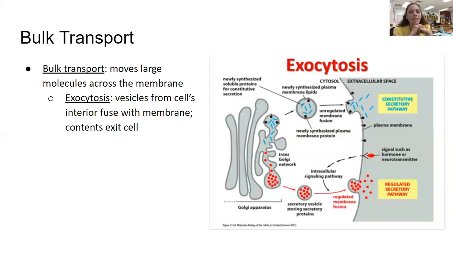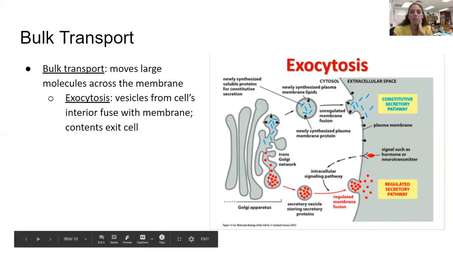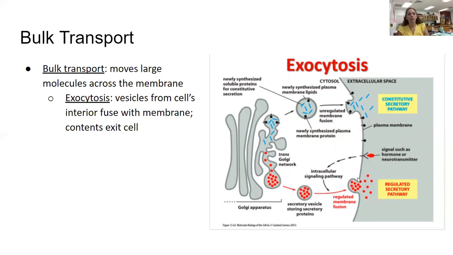Lastly then is our bulk transport. And we're going to look at two types. Bulk transport is any time we're moving large molecules either into or out of the cell. With exocytosis, there's going to be vesicles that have been made by the Golgi apparatus or Golgi body that are then brought to the cell membrane, where they then fuse with the membrane and release their particles outside of the cell. In freshman biology, we frequently talk about exocytosis being used for waste.